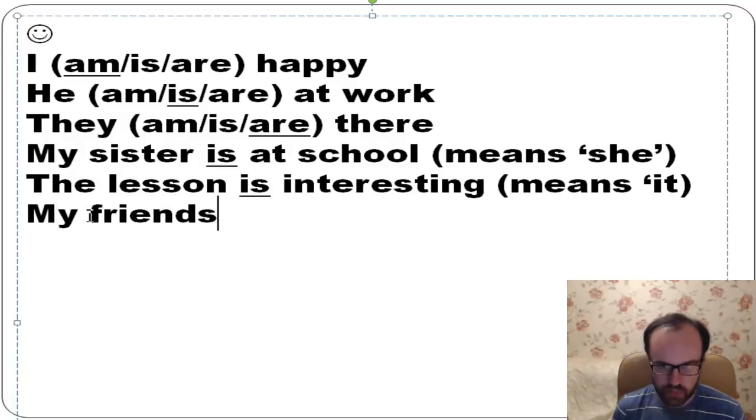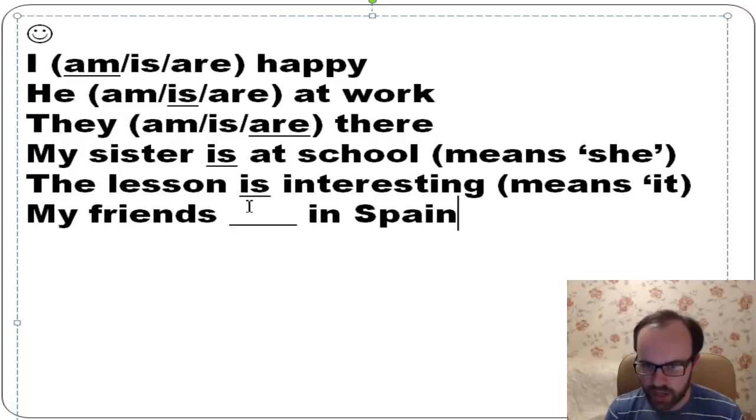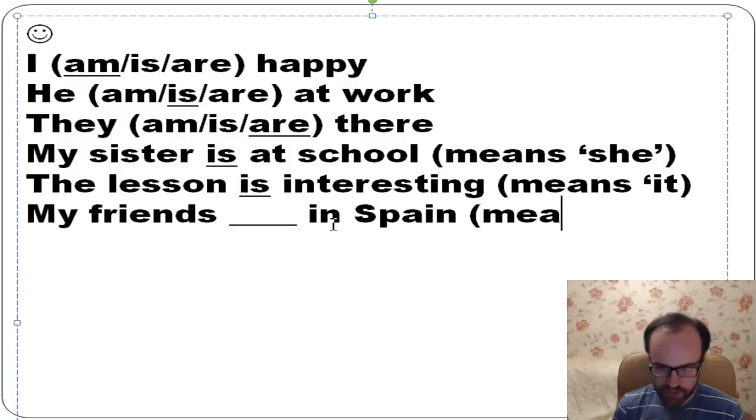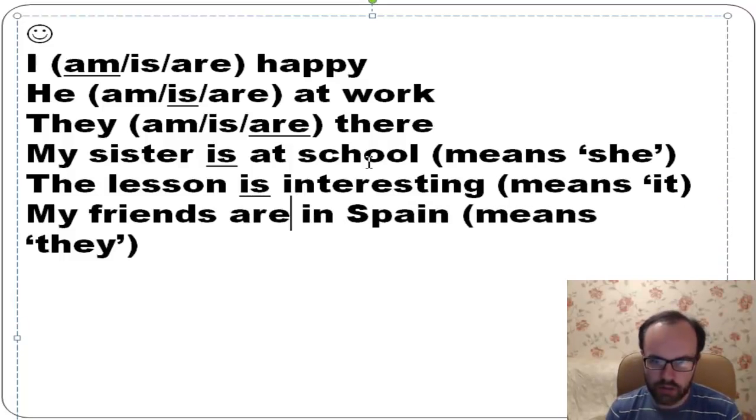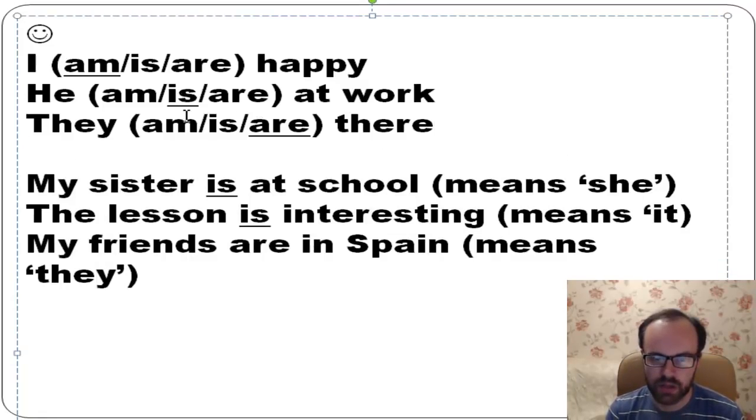My friends in Spain. Is, am, or are. My friends means they. We say they are. So my friends are in Spain. Good. So I am happy. He is at work. They are there. My sister is at school. The lesson is interesting. My friends are in Spain.